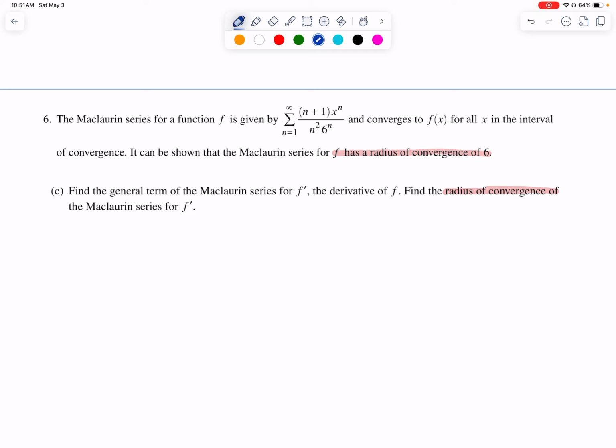Okay, so I'm going to write f of x is equal to, this is just the original series here, from n equals 1 to infinity, of (n plus 1) x to the n over n squared times 6 to the n. So remember that you can do calculus on this generalized term. The reason why you can is because this is essentially just a really long polynomial, and you're applying the power rule to the x terms, just like you would in this generalized term that's right here.